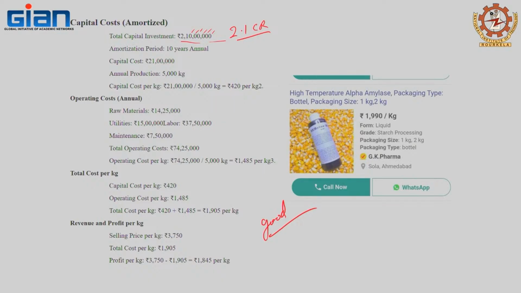So the total cost per kilogram comes out to be 420 capital cost plus 1485 operating cost, so our total cost comes out to be 1905 per kg. And compared with the one available in the market, that was 1990 per kilogram, and that was also for starch processing grade. It was not a good grade like pharma grade, and that is what we have prepared.